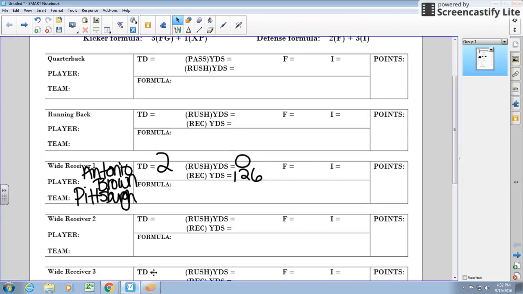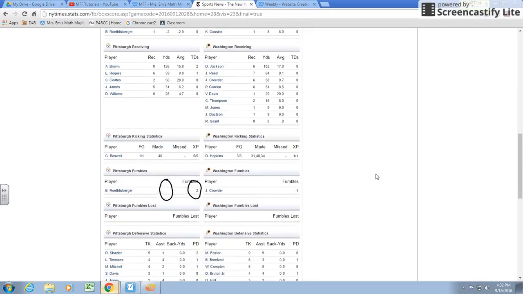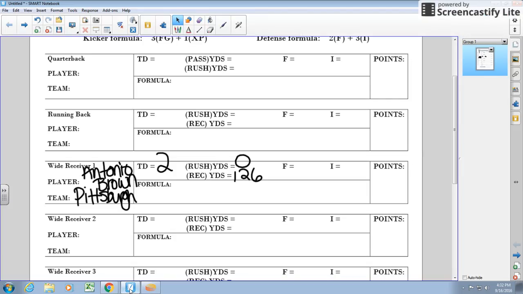And now we have to see if he has any fumbles. So we're going to go back and scroll down and look. Do we see his name in the fumble section? No, we don't. So he didn't have any fumbles. So that means we're going to put 0 for fumbles. He will not have any interceptions because he is not the quarterback.